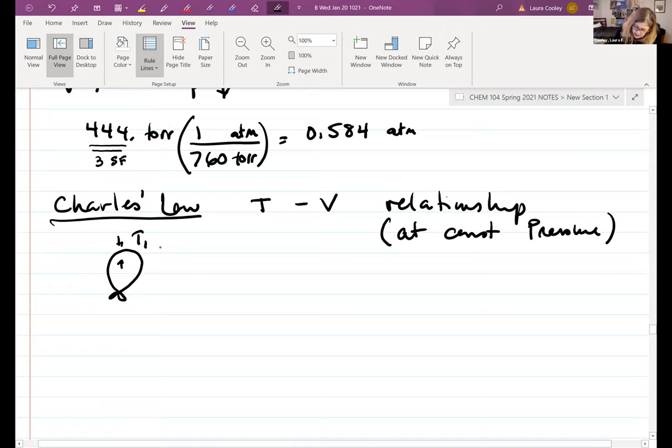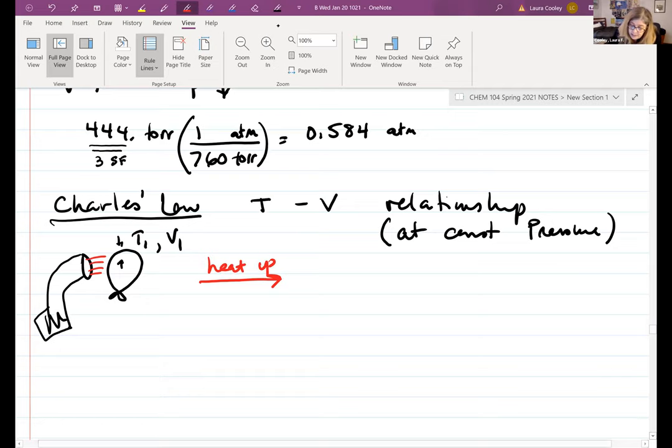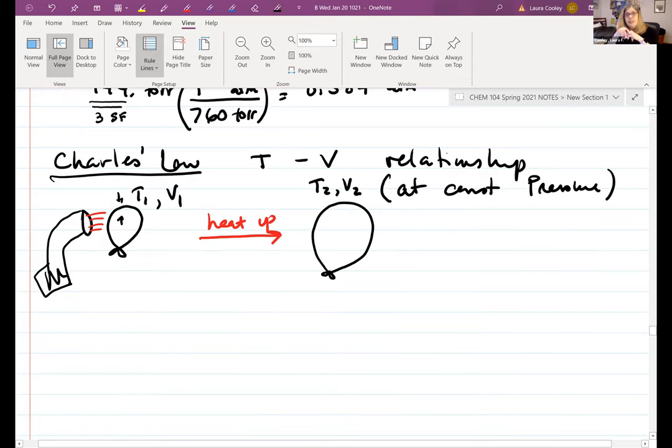So let's say your balloon is at a certain temperature, T1, and a volume, V1. And I don't know why you would do this, except maybe for a science project, but you take a hairdryer, okay? And you very gently, you don't want to overheat it, you'll pop the balloon, you heat up this balloon. And so now it looks like this. Okay. And it's now at a higher temperature and a greater volume. So volume increases as temperature increases. And there's actually a proportionality between volume and temperature. But there are some caveats I have to give you to this. Okay. So what's assumed here is that the temperature is in a particular unit called the Kelvin.